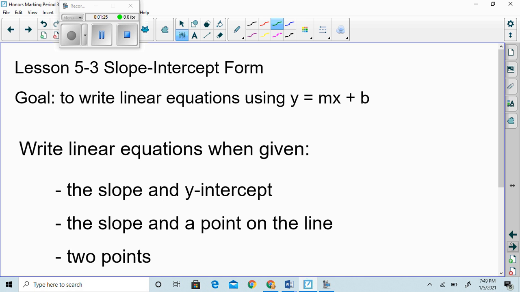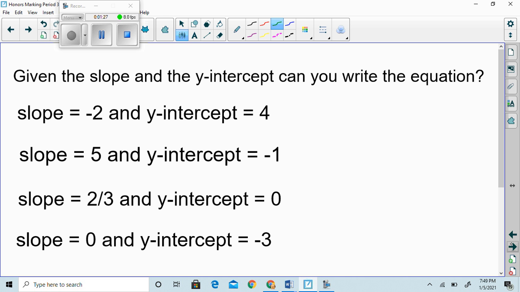Let's get started. Given the slope and the y-intercept, can you write the equation? The answer to that should be yes. If we use the model, y is equal to mx plus b, and we already know that m represents my slope and the variable b represents my y-intercept, I simply replace those into the model. So we have successfully written the equation. Let's just practice a couple more.